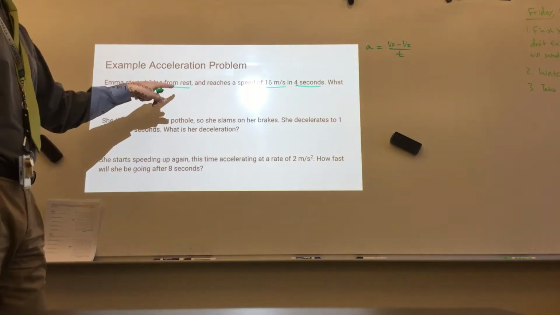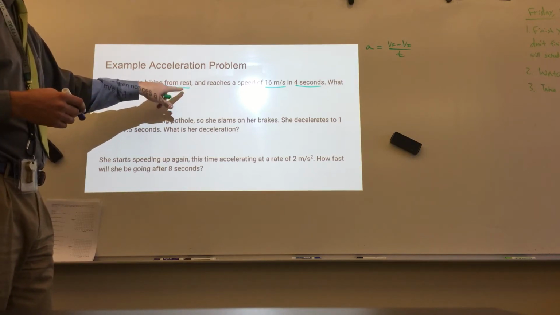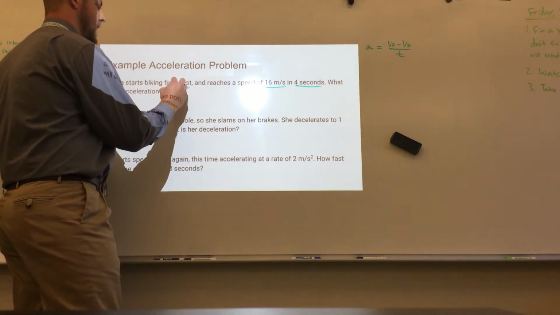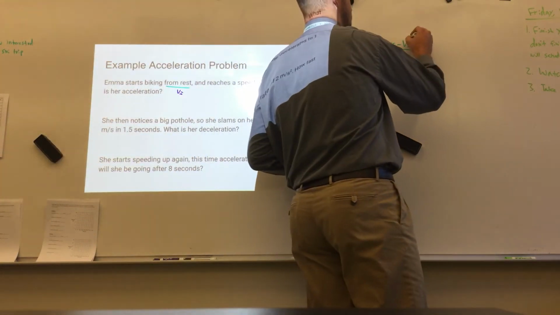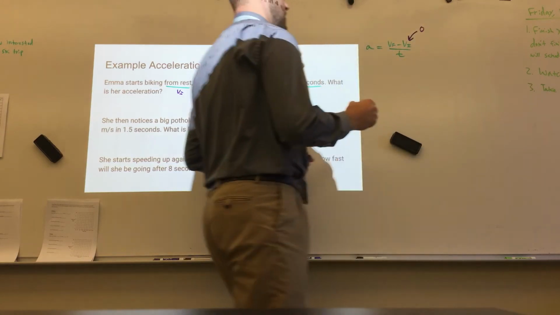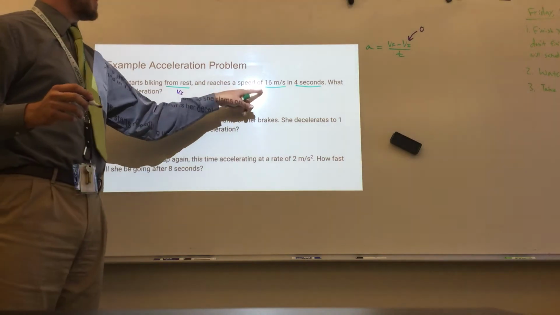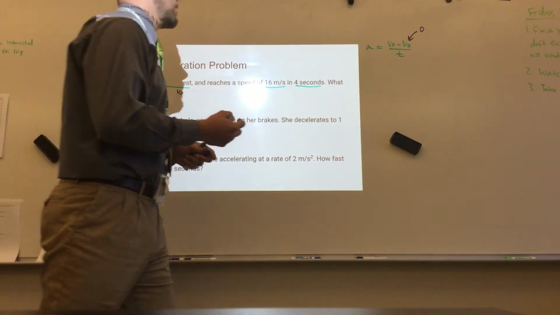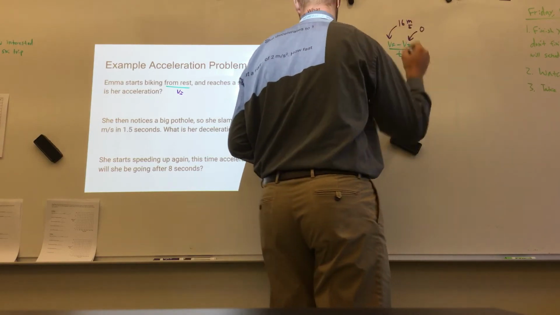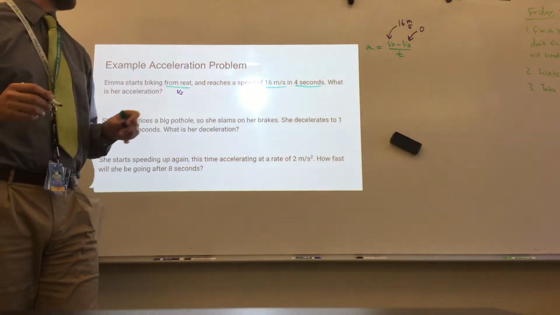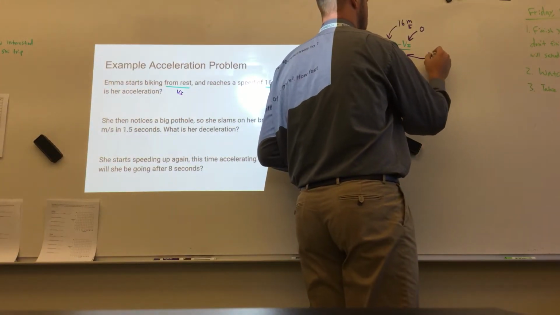Well, from rest, so when she started, she was not moving at all. That means her initial velocity, that's the vi right there, is going to be 0. So I'm going to plug in 0 for that. She reaches a speed of 16 meters per second, so that's her final velocity. It's what she was going at the end. And that took her 4 seconds. So that's her time, 4 seconds.